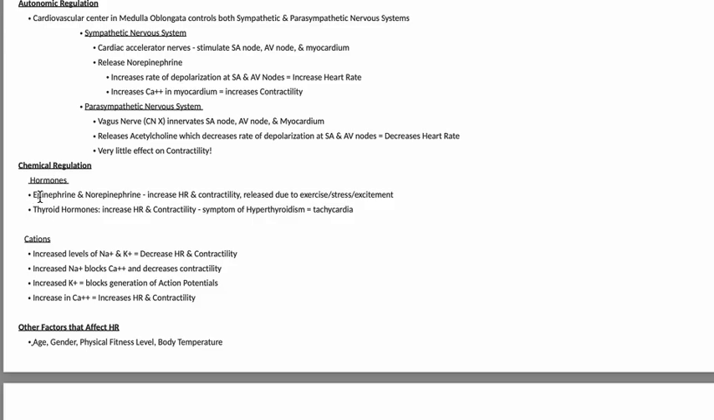Well, some hormones, epinephrine and norepinephrine, just like we said, increase heart rate and contractility in emergency situations. The thyroid hormone can also increase heart rate and contractility. And again, we'll look at this in the endocrine chapter, but this is a big symptom of hyperthyroidism, tachycardia. Tachy means fast, cardia means heart. So fast heart rate is a big symptom of hyperthyroidism.